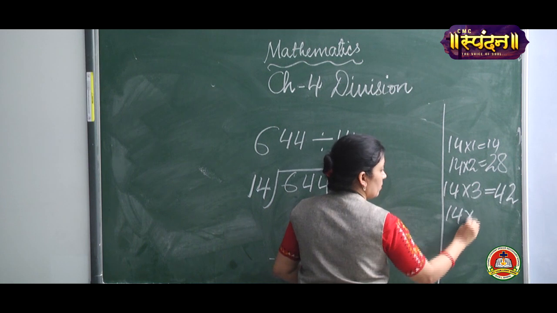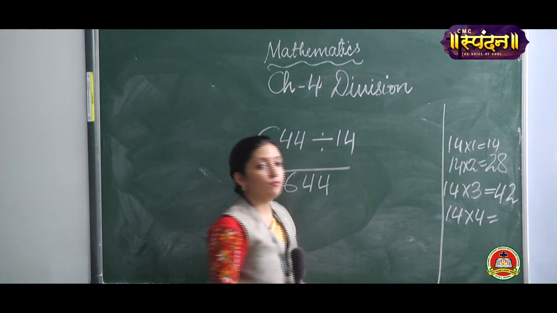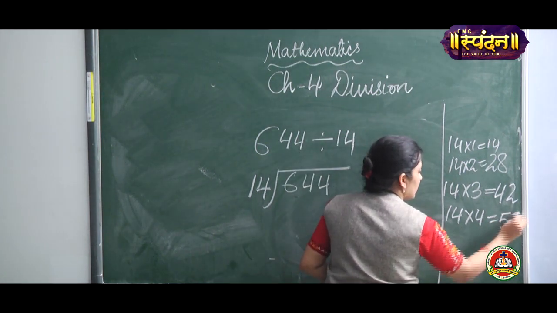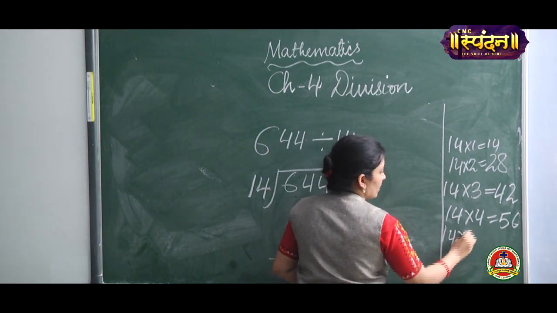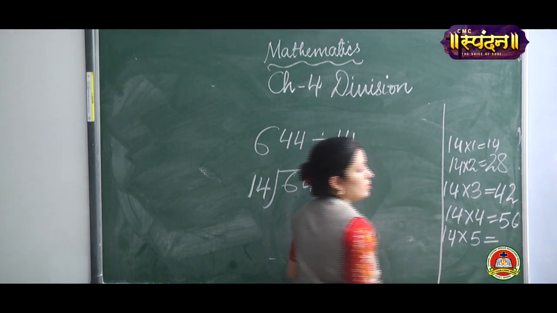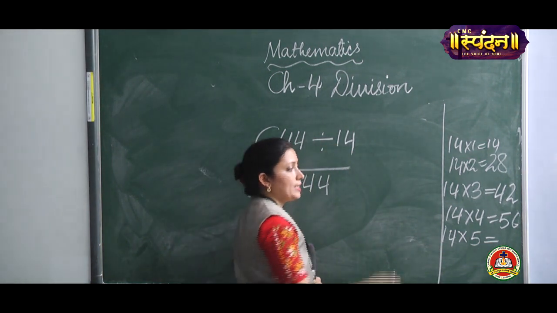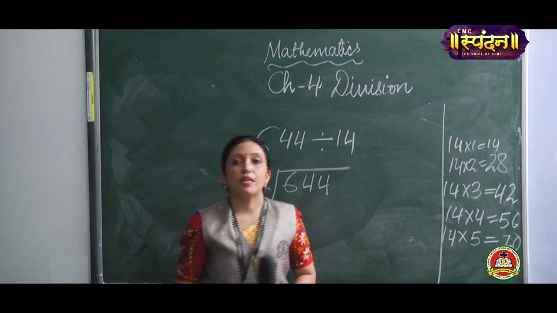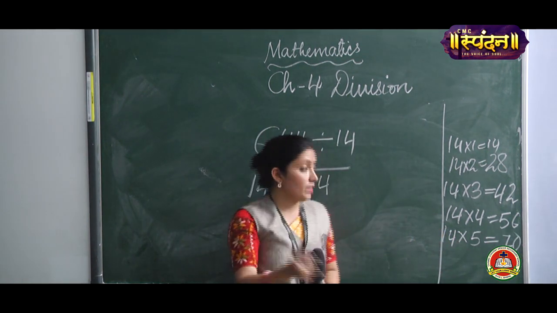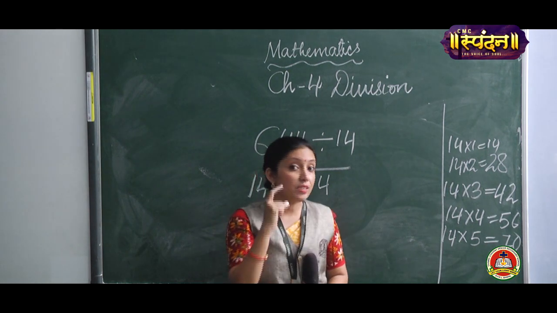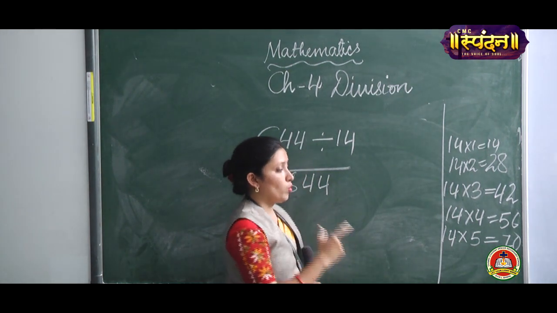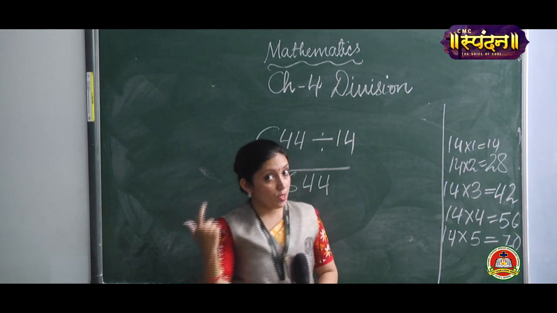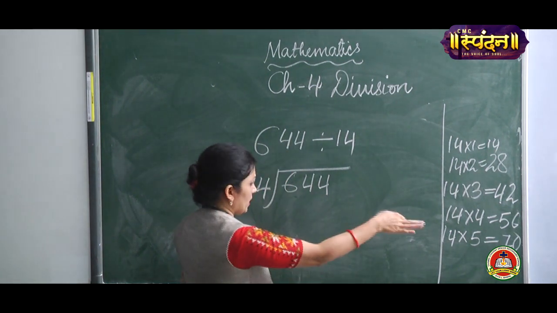Now what are 14 fours? Yes, it is 56. Now what are 14 fives? Yes, it is 70. So 14 ones are 14, 14 twos are 28, 14 threes are 42, 14 fours are 56, 14 fives are 70. This way you have to remember. Now see, I have got till the 5s.